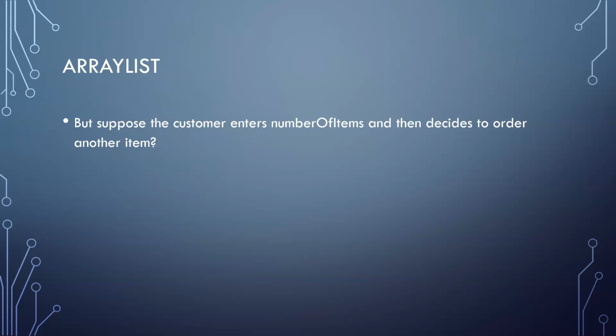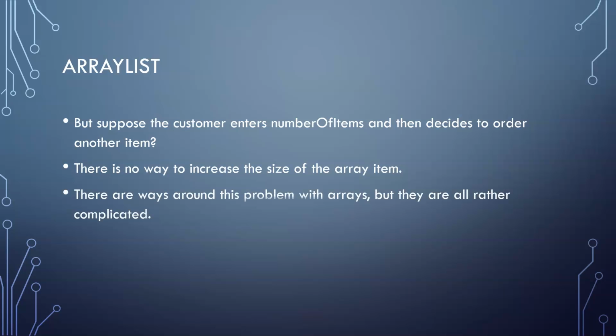But let's just say the customer enters the number of items and decides, hey, I need one more thing. It's like I was going to get 5 things, and I saw there's this great sale on this other thing I want to get. I want to get that thing too. Well, unfortunately, there's no way to increase the size of the array item. So if they start with 5, they're stuck with 5 until they complete the transaction or they start over. There are kind of some ways around this problem with arrays, but they're all rather complicated. I did mention copying one array over to another array. That's one strategy. But again, you're not really manipulating the original array then.